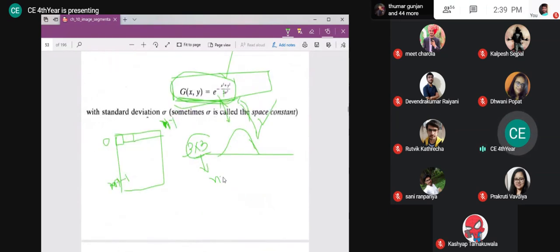It can be your n cross n, right? It will be your n cross n. And how to decide the value of n? That is a method that we will see. How to decide the value of n? That is a remaining job, right? But what is that method?